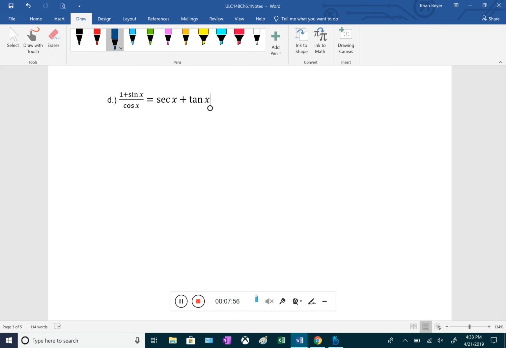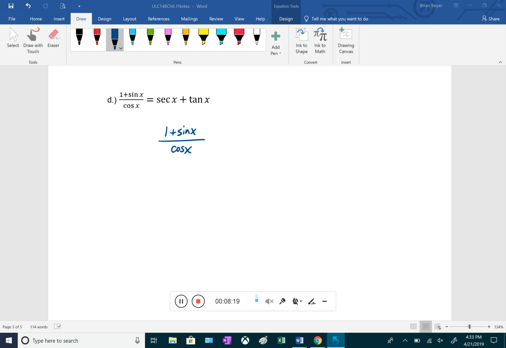Okay, next one, we have 1 plus sine x over cosine x, and it equals secant x plus tan x. We can actually choose either side here. They both look equally as complicated. Let's just work with the left-hand side again. So I'm going to work with 1 plus sine x over cosine x.